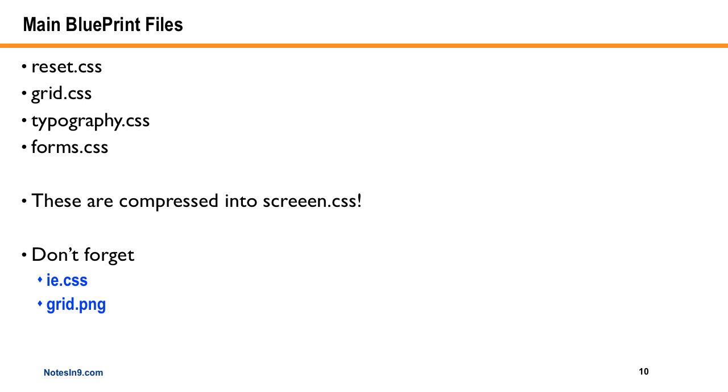The main Blueprint files, when you download the package, are a reset CSS, grid, typography, and forms. You can use one or all, or I guess you want to use at least one, otherwise why bother with Blueprint. All these four files are compressed into screen.css, which is misspelled here, even though I've practiced this probably 7 times. I keep forgetting to fix that spelling. Anyway, screen.css removes all the white space, so it's better to send down to the browser.